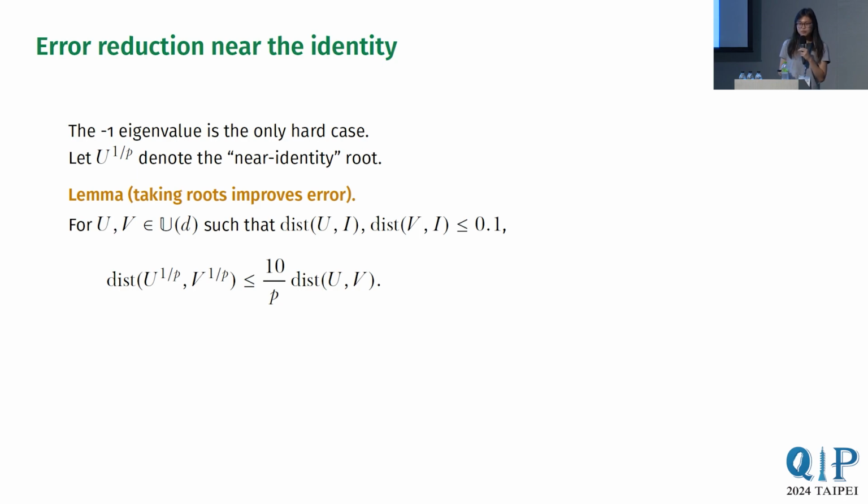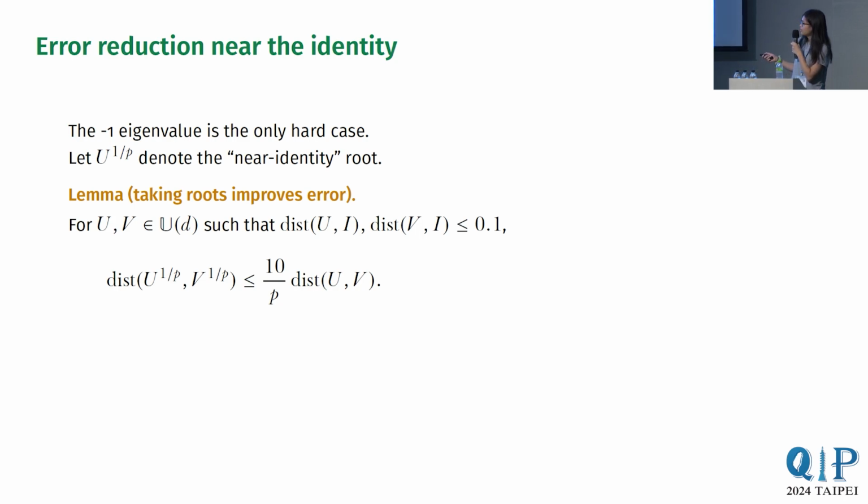And the main structural lemma that's used here is actually, I guess it's the only structural lemma, is this statement, which says that if we have U and V, which you can think of as, let's say, Z to the k and an estimate of Z to the k, if these two are close to the identity, then when I take roots, let's say the kth root, the distance between the kth root of my estimate and Z is going to improve by a factor of, I guess, k here.